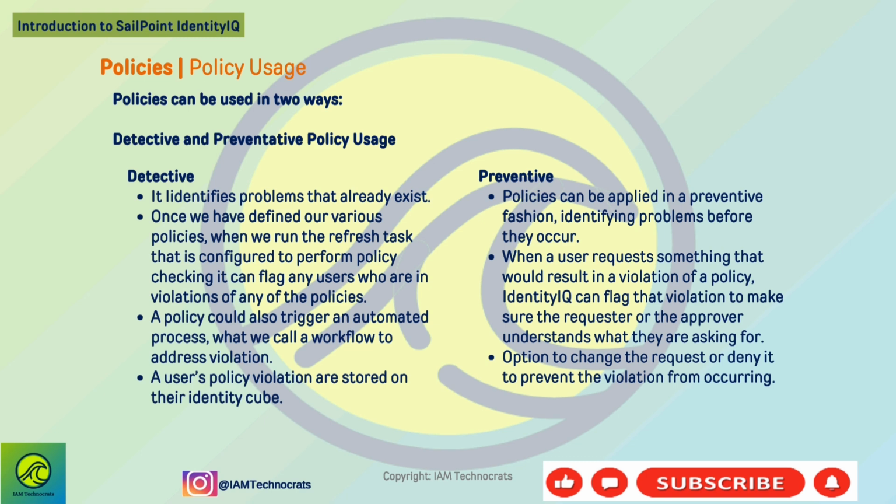Second, policies can be applied in a preventive fashion, identifying problems before they occur. When a user requests something that would result in a violation of a policy, like giving someone two entitlements that are marked as incompatible in a separation of duties policy, Identity IQ can flag that violation to make sure the requester or the approver understands what they are asking for. Then they have the option to change the request or deny it to prevent the violation from occurring.